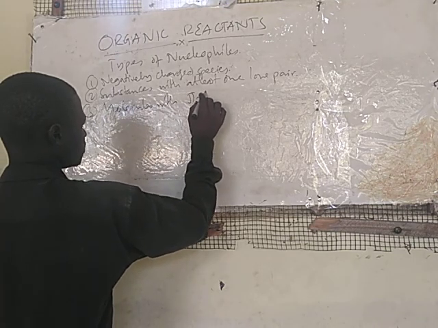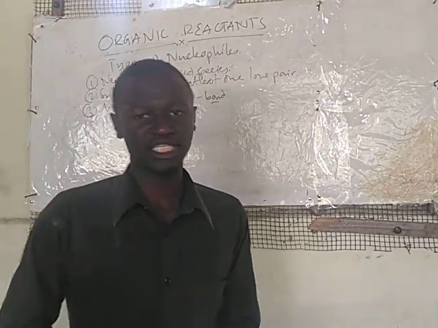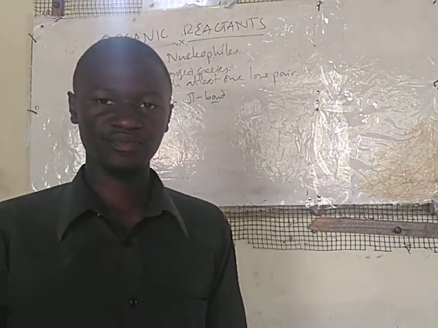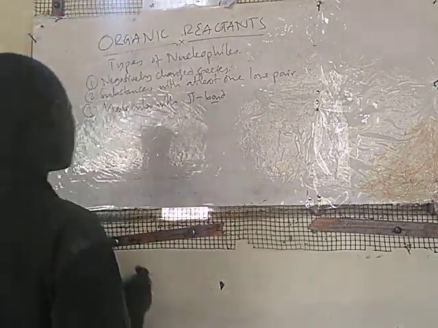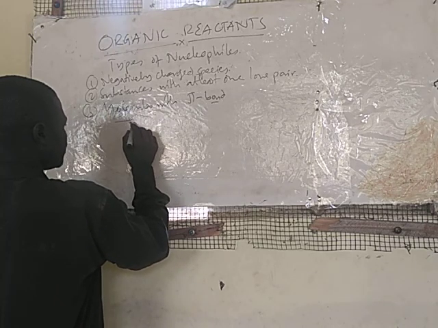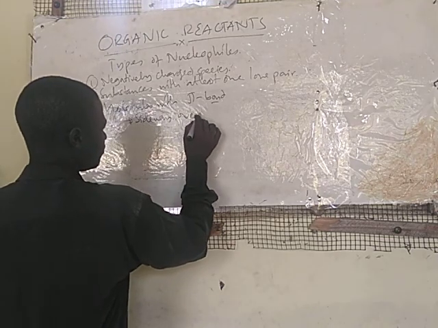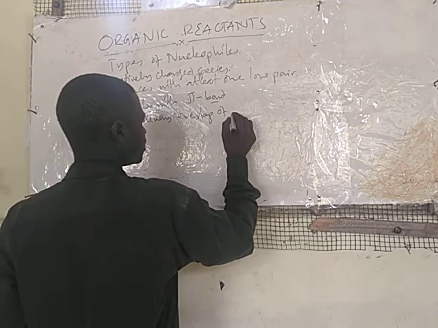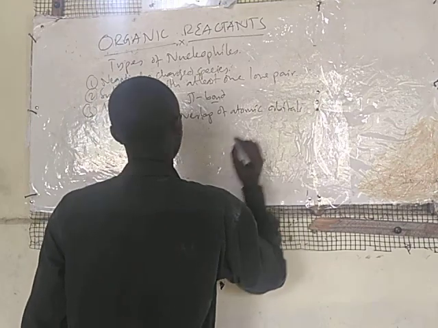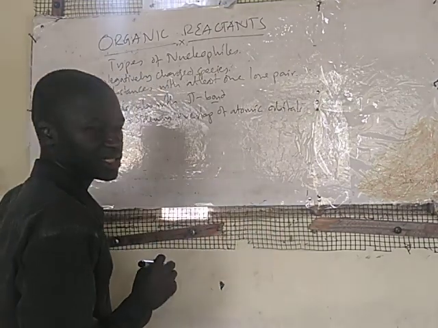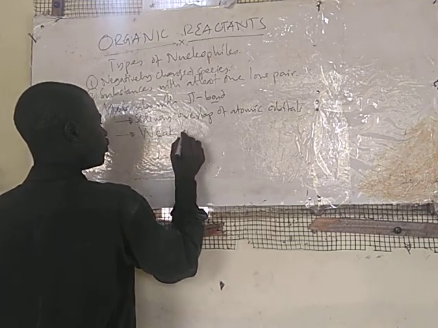Molecules with pi bond. Now, yesterday I explained much about pi bond, and I said one among the very important features of pi bond is that they are formed by sideway overlap of atomic orbitals. But also, I said that the pi bonds, they are weak bonds.